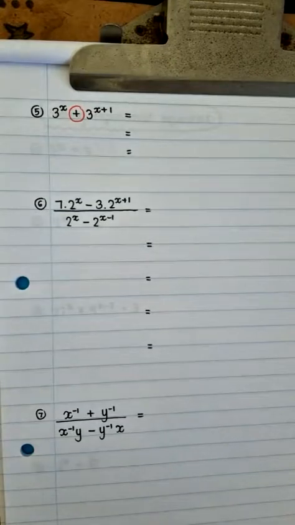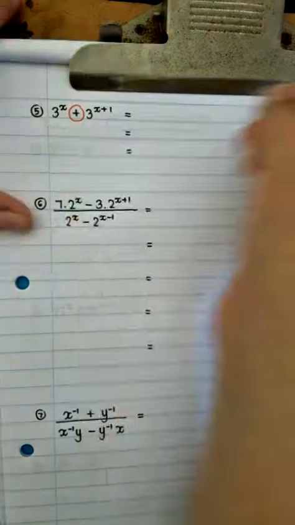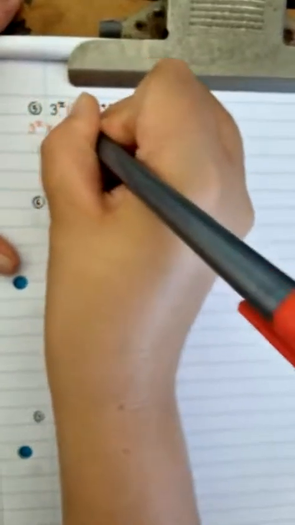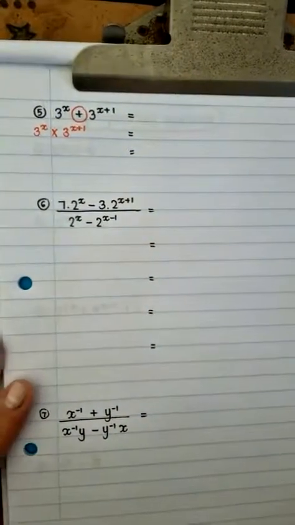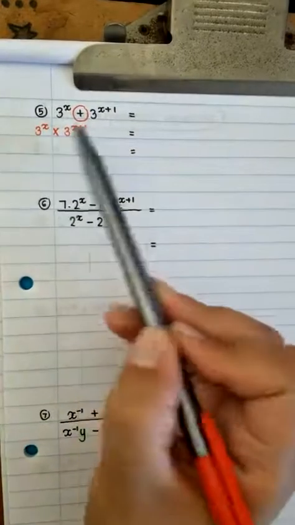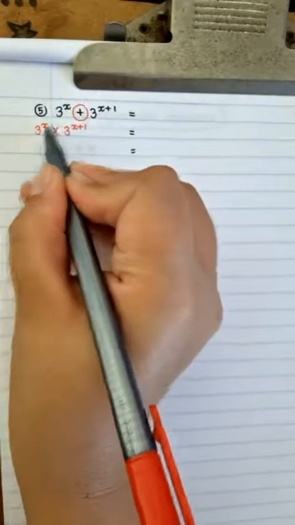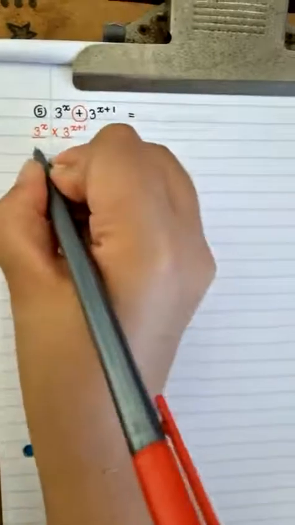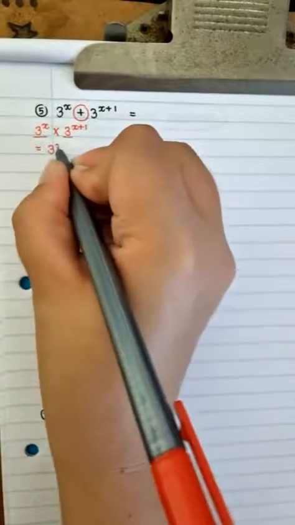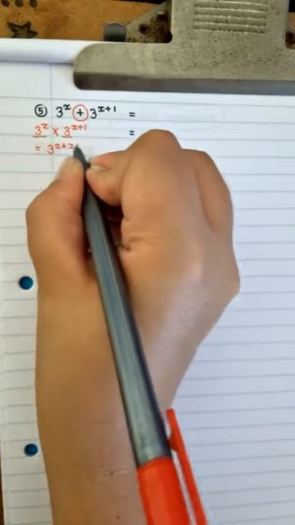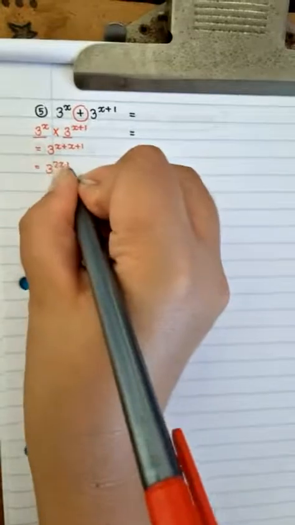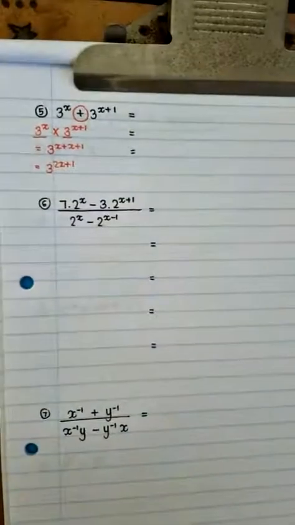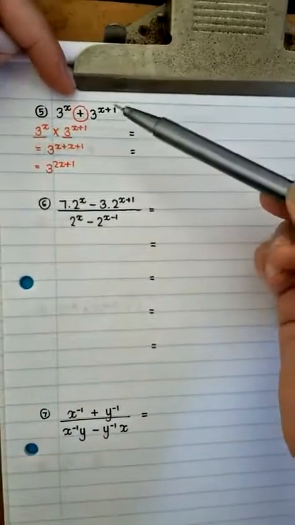Then it would have been super easy, because if they had said 3 to the x times 3 to the x plus 1, that would have been really easy to do. We're multiplying, we have the same bases, so we are going to keep the same base in the answer, and we're going to add the exponents. So the answer would be 3 to the 2x plus 1. Okay, very simple. Guys, that's not what they're asking us in this question.